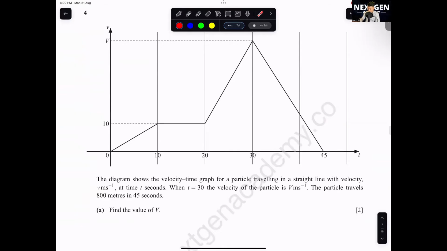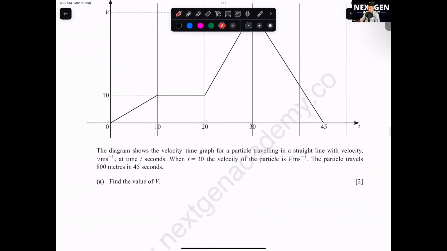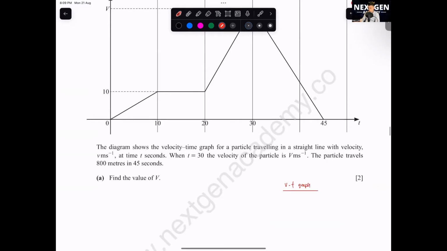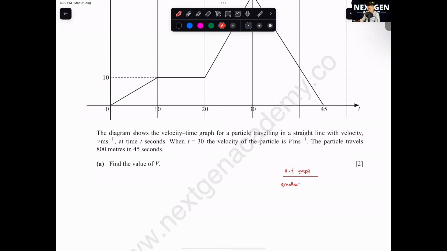The diagram shows the VT graph for a particle traveling in a straight line with velocity v. When t equals 30, the velocity of the particle is v. The particle travels 800 meters in 45 seconds. So we first need to understand the VT graph. What can we get from our VT graph? We write down first. I want you all to have a habit. For a VT graph, we can get two things. Number one, gradient is acceleration. Area is distance travel. Don't get confused with your ST graph.